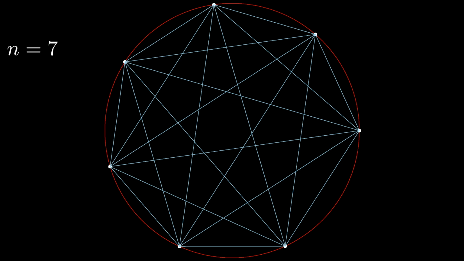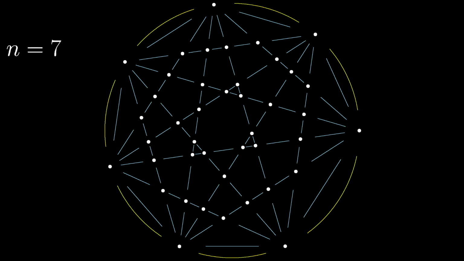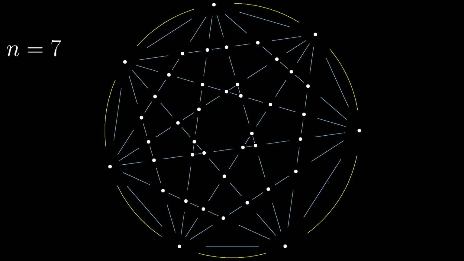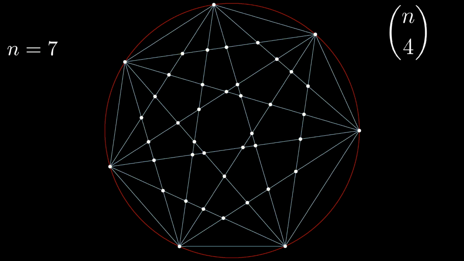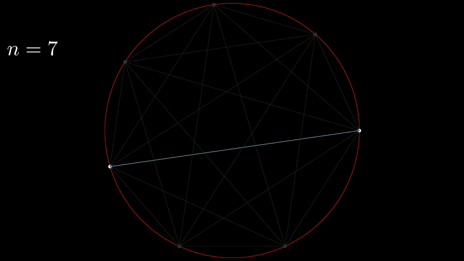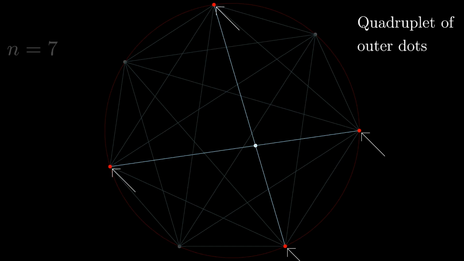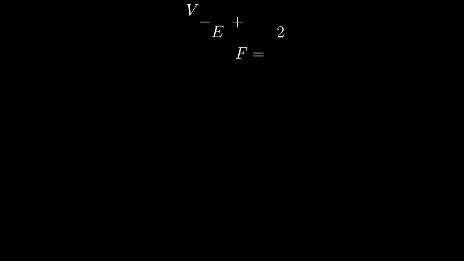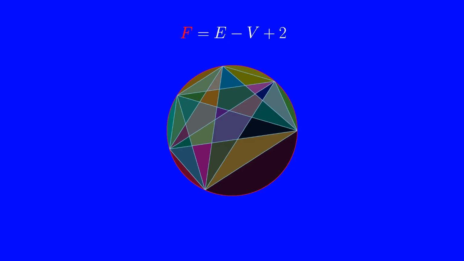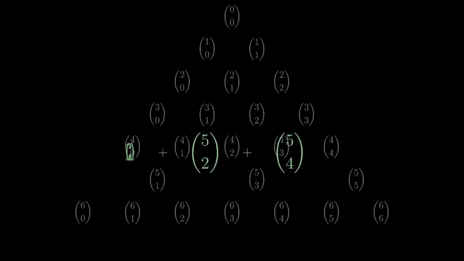So, to recap, first, turn our diagram into a graph suitable for Euler's characteristic formula by adding all of the intersection points as vertices and cutting up all the edges. Next, count the number of lines and intersection points by relating them to pairs and quadruplets of our starting points. Then finally, use Euler's formula to deduce the number of sections and then relate this to powers of 2 using Pascal's triangle.